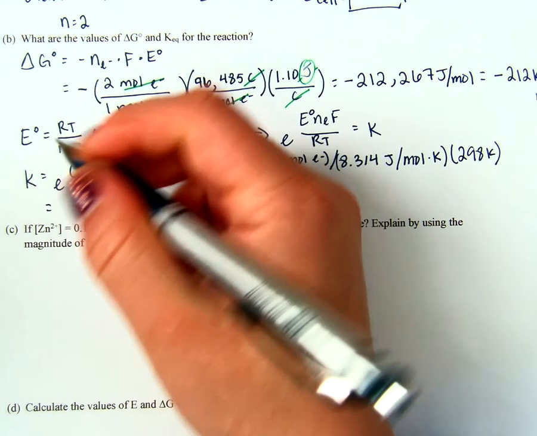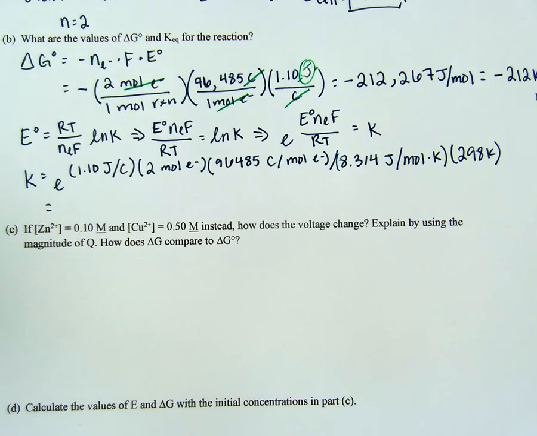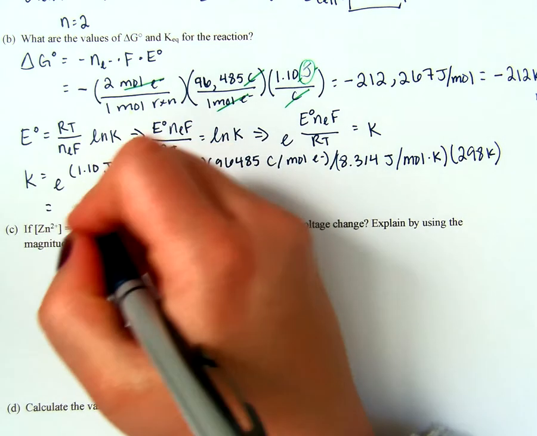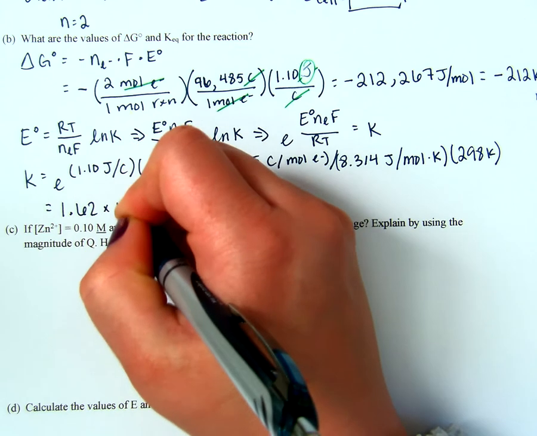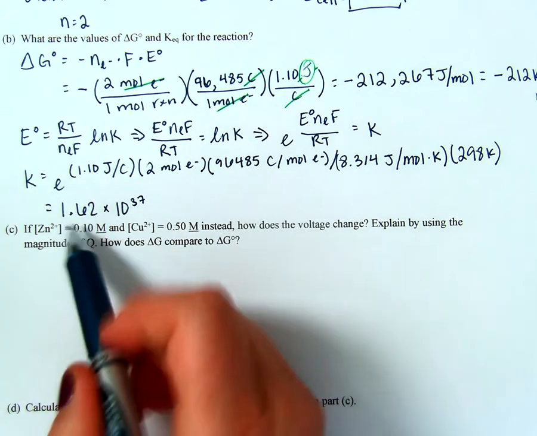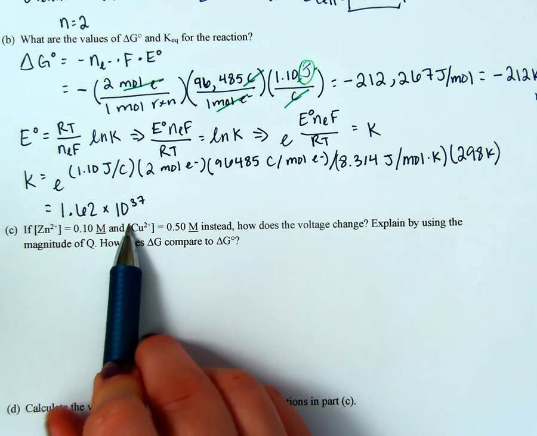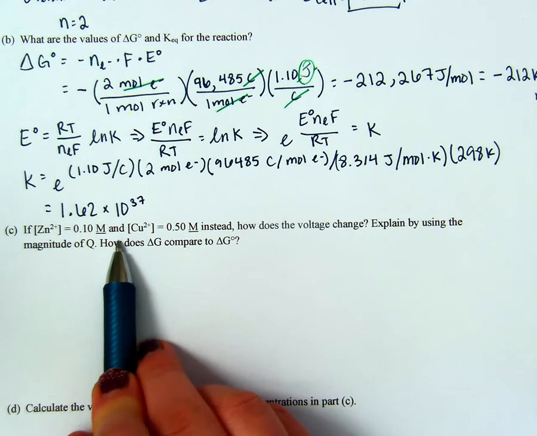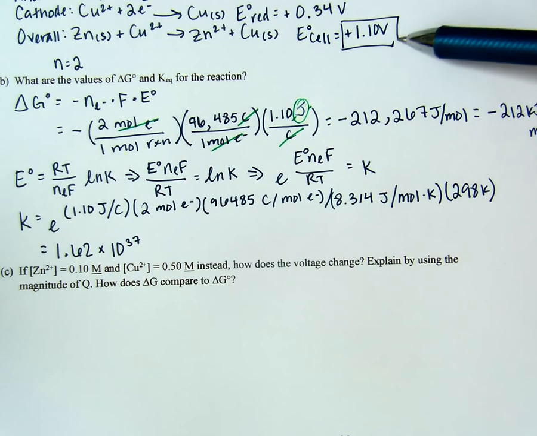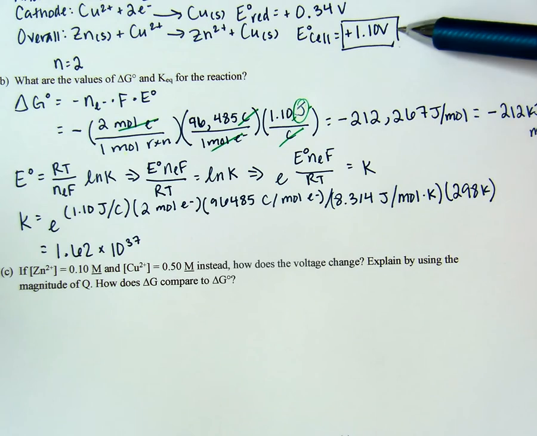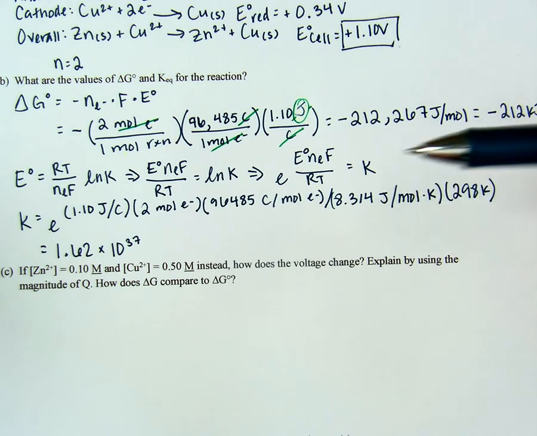So when you plug all of this in, all your units are going to cancel out nicely to be able to give you K. So you're going to end up getting 1.62 times 10 to the 37. And that's our KEQ there. So we can see that KEQ is very, very positive. And that lines up with our positive E potential, or potential cell voltage up here. So that means we're going to go in the forward direction.